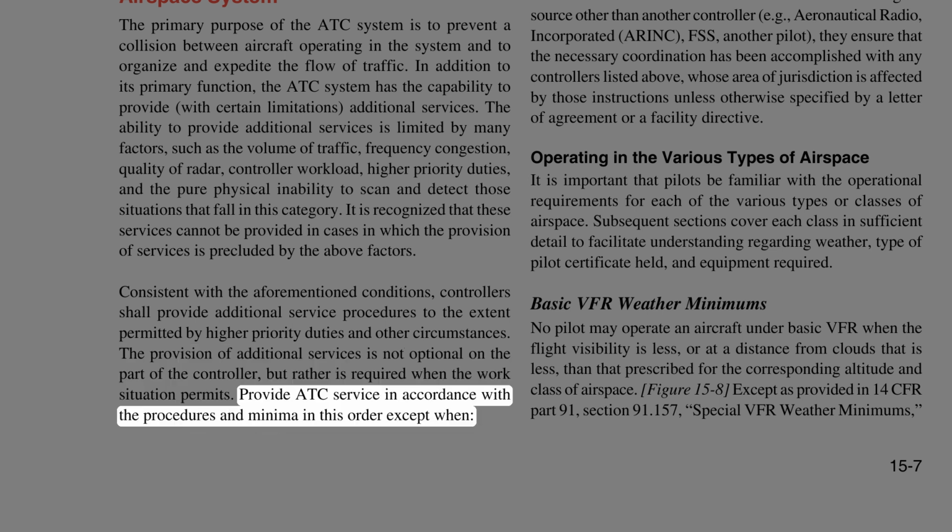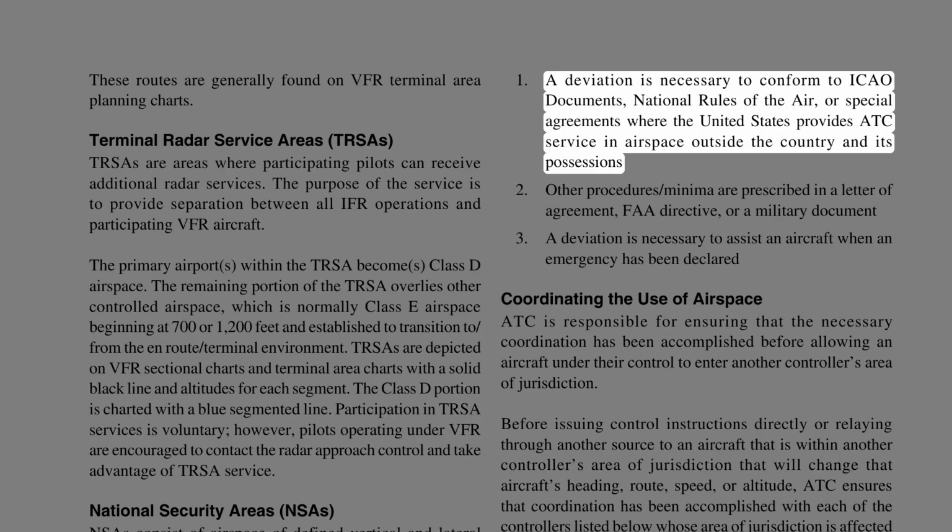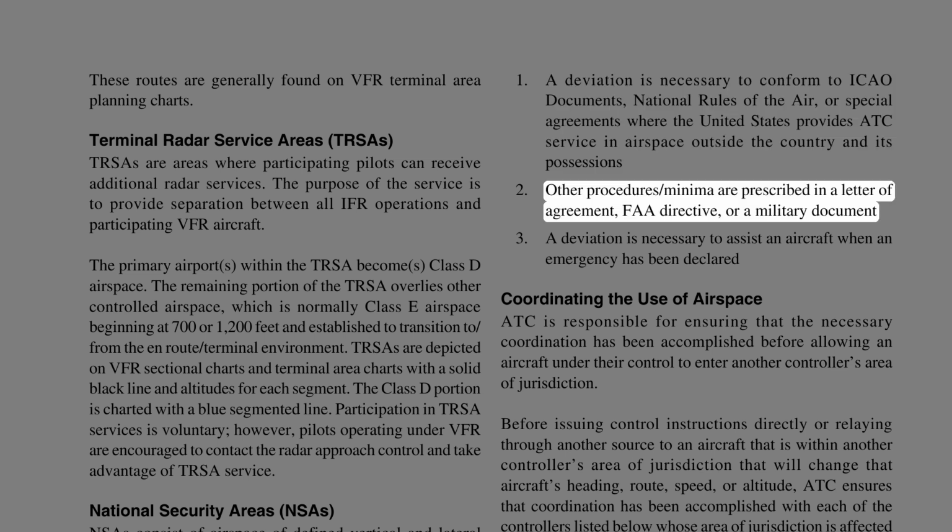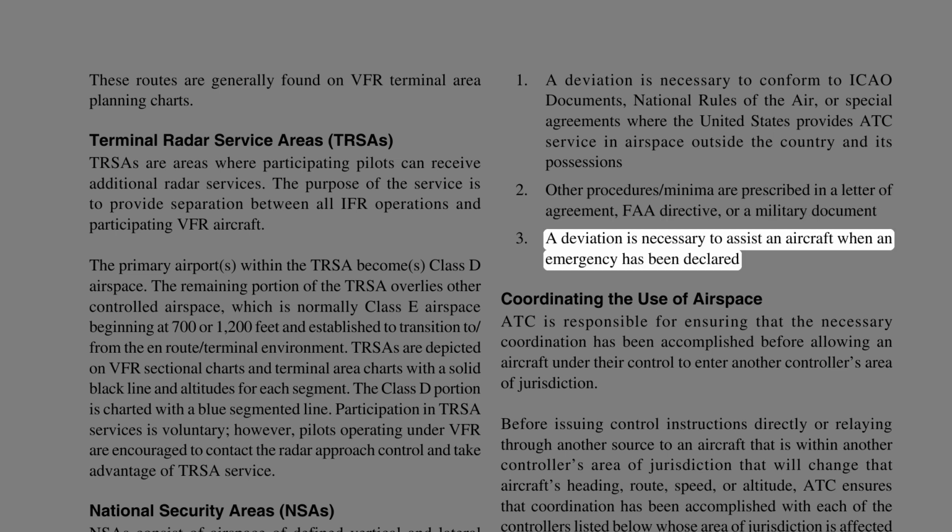Provide ATC service in accordance with the procedures and minima in this order except when a deviation is necessary to conform to ICAO documents, national rules of the air, or special agreements where the United States provides ATC service in airspace outside the country and its possessions. Other procedures, minima, are prescribed in a letter of agreement, FAA directive, or a military document. A deviation is necessary to assist an aircraft when an emergency has been declared.